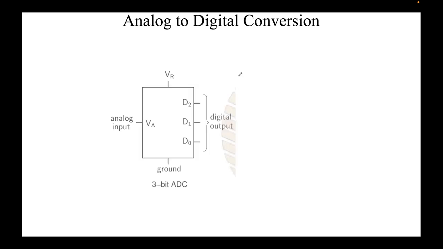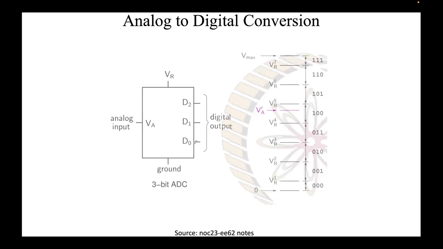So you have again an analog input on the left side. And I'm just taking a simple example of a 3-bit ADC. And the digital output is naturally 3 bits. What do we mean by that? You know that 3 bits can represent a maximum of 8 states, rising from 000 to 111. So 111 will correspond to the maximum value over here, and 000 will correspond to the minimum value, right?